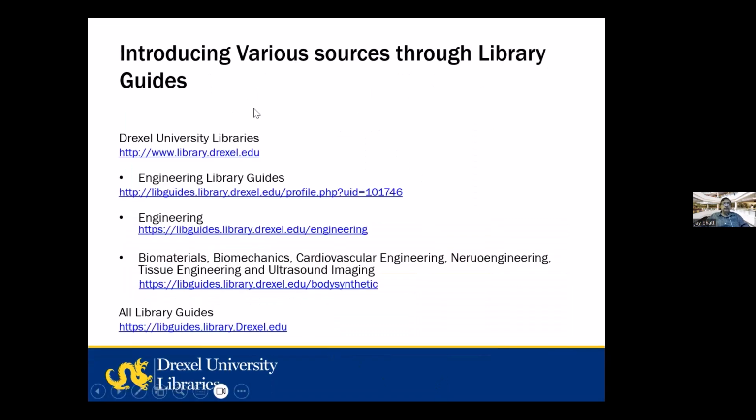These are some of the websites that I have compiled here, starting with our library homepage. All of our engineering library guides are linked from this page, and the main engineering fundamentals page is also linked from here. It's very easy to remember: liveguides.library.drexel.edu/engineering. For our biomedical engineers, we have also created a website that you can access to find information on biomaterials, biomechanics, cardiovascular engineering, neuroengineering, tissue engineering, ultrasound imaging, medical devices, and much more.